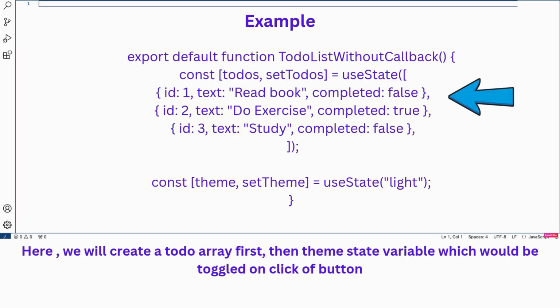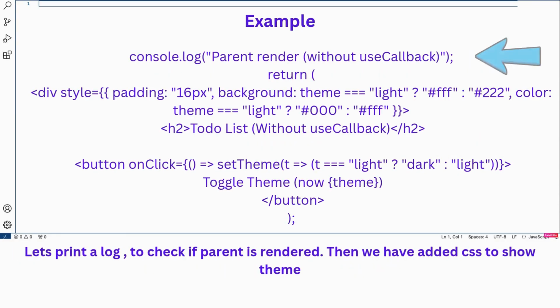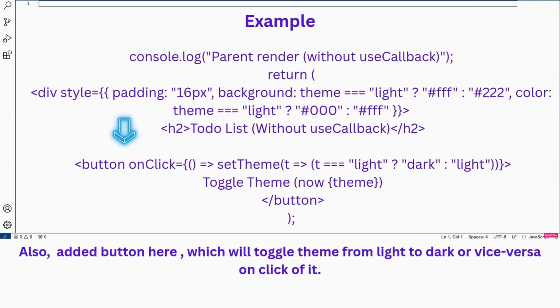Here, we will create a todo array first, then a theme state variable which would be toggled on click of a button. Now, let's create two functions, one which will handle deleting of to-dos, and another to set to-dos as completed if the checkbox is clicked. Let's print a log to check if the parent is rendered. Then we have added CSS to show the theme. Also, we added a button here, which will toggle the theme from light to dark or vice versa on click.